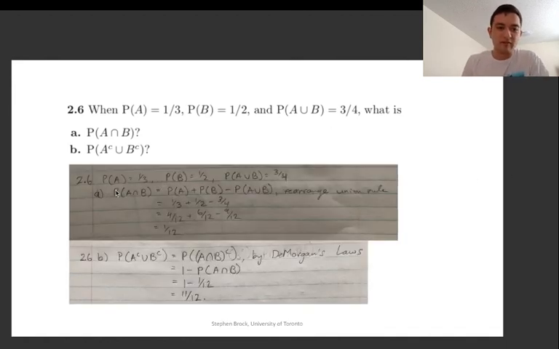All right, so we have probability of A intersection B is equal to probability of A plus probability of B minus probability of A union B. So we just switched the intersection over to the left side and the union over to the right side. And so we rearranged that with the union rule. And then we substitute our values in, and we got 1/12.